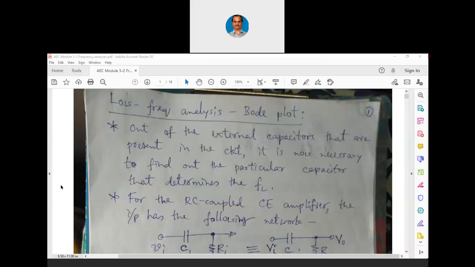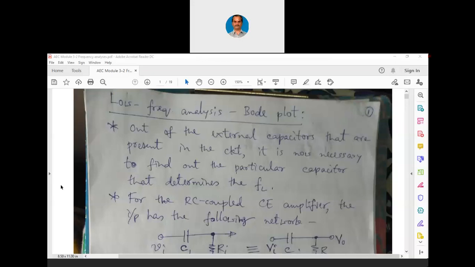FL means, you already remember the frequency response, where we will have a reduced gain at the lower frequency side and also a reduced gain at the higher frequency side. So at the lower frequency side, we had a cutoff frequency which we named FL, and at the higher frequency we named it FH. First, let us see only about FL.